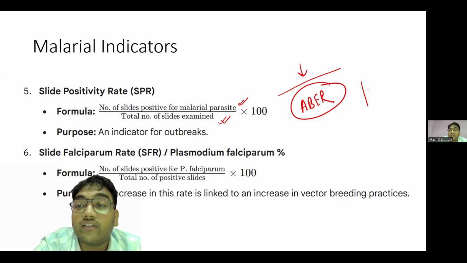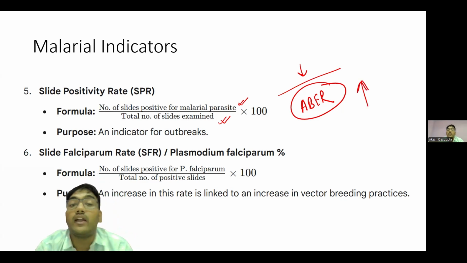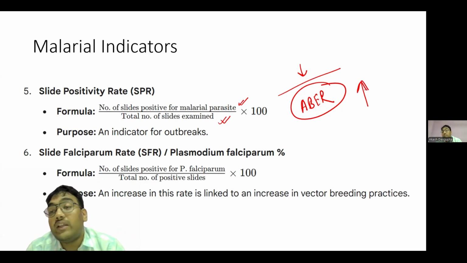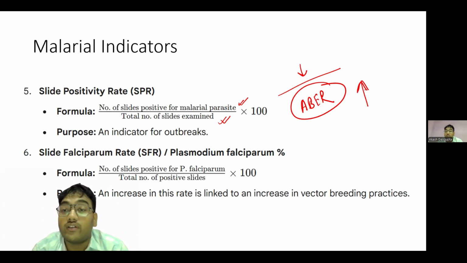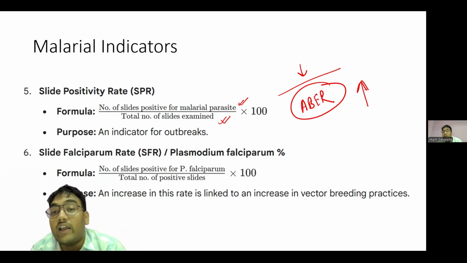But if I am having a high slide positivity rate, that will mean that, okay, an outbreak is probably happening, because I am not testing all slides. Whatever slides I am testing, most of them are coming positive. Okay. Many a times, with passive surveillance also, if the active surveillance is not happening properly, you can have a high slide positivity rate, because you're only testing those slides of people who are coming to you with the symptom cluster to get treated for malaria.